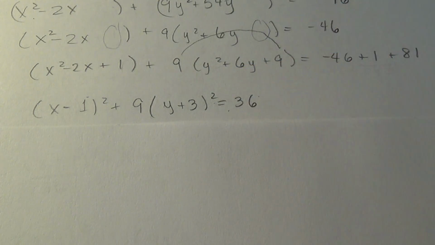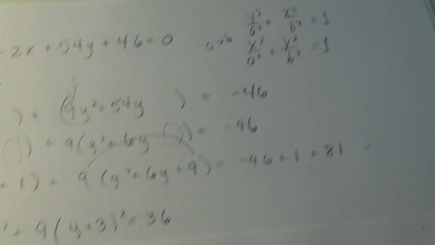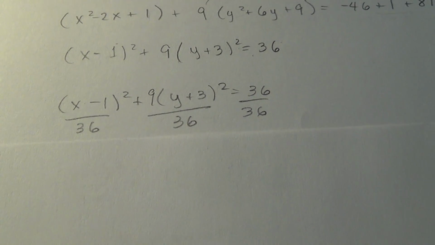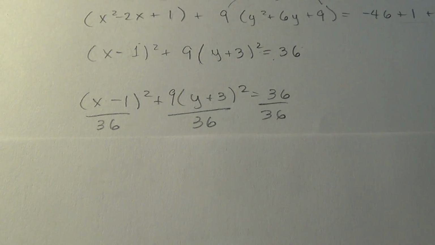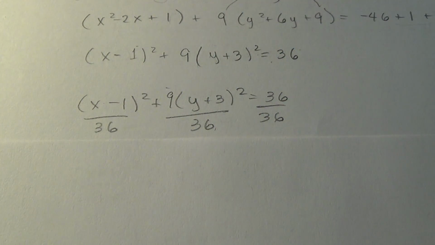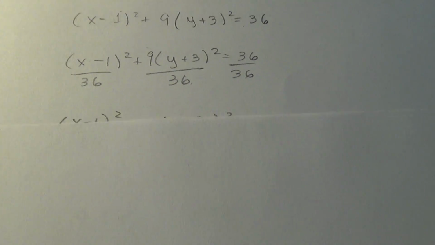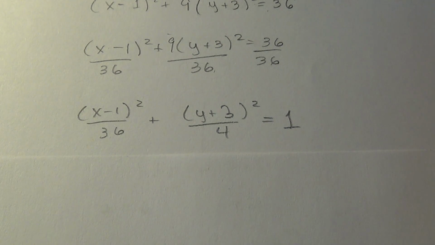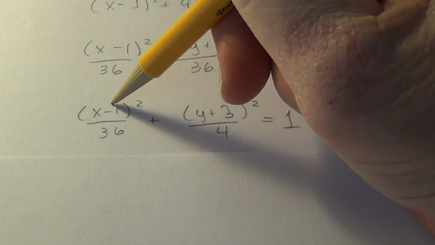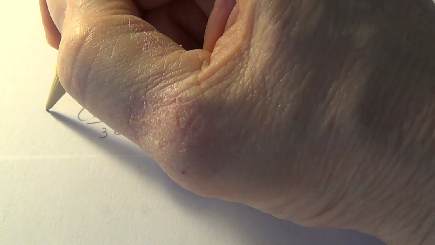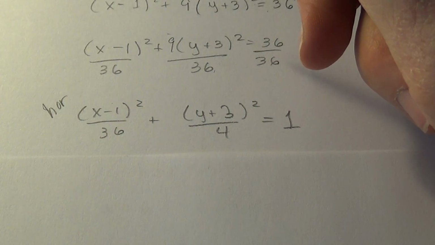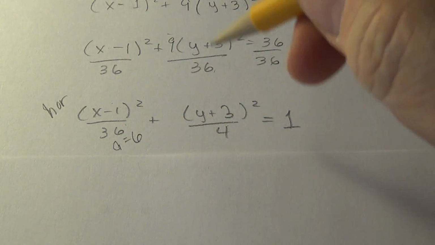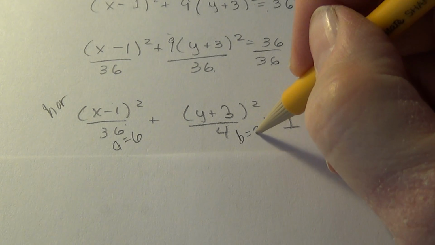This has to be a 1 in standard form, so we'll divide everything by 36. And reduce. 9/36 can be written as 1/4. And so we do. And that's standard form. And now we can see that this is the larger number. When it's under the x squared term, it's a horizontal. So we have a horizontal. This is a squared, so a is 6. This is b squared, so b is 2.